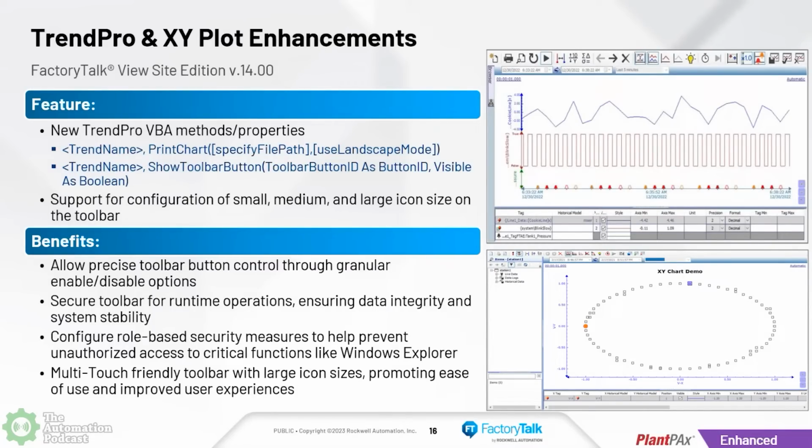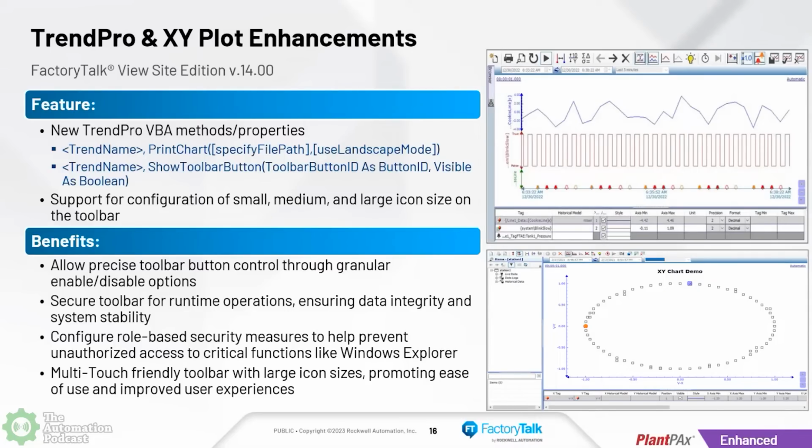All right, moving on to the next one. More features on Trend Pro and XY Plot. A lot of people have come back to us and said they like the Trend Pro, but one of the concerns they have is that they don't have control of what buttons or controls are displayed on the toolbar. Yep. So what we've now done is expose these methods in VBA, and you can choose to either disable something by, let's say, user role, and it will just gray out the button, or you can hide the button entirely. So you can control exactly what you need to be active on your toolbar.